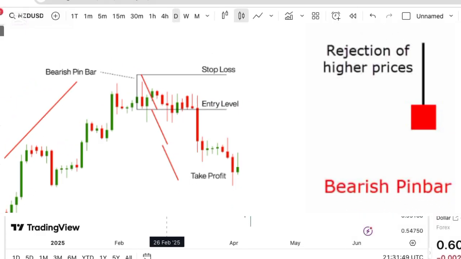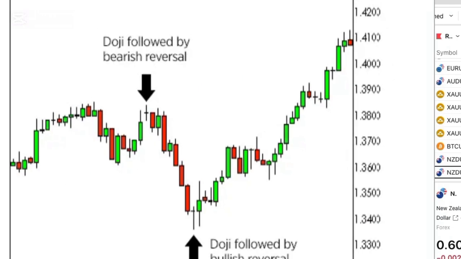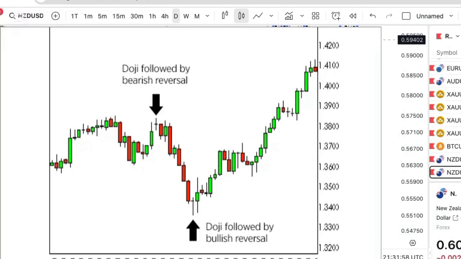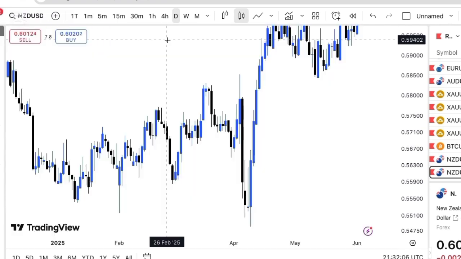Number 3 is pin bar, rejection at key levels. Number 4, doji. It means indecision in the market. Number 5, inside bar. It means consolidation before breakout. So these patterns become 10 times more powerful at major support or resistance zones. Always use them with context. You just don't start attaching meanings to all this randomly. There are key levels. There are zones where once you spot them, they are very, very effective.